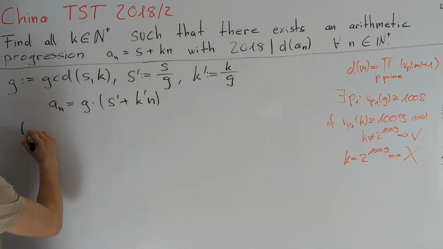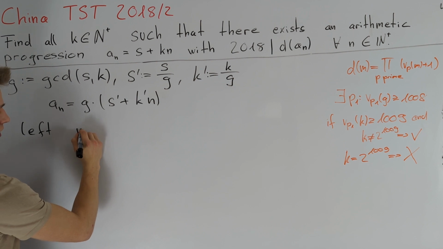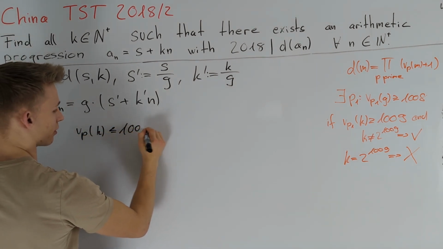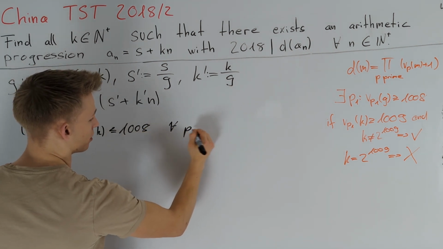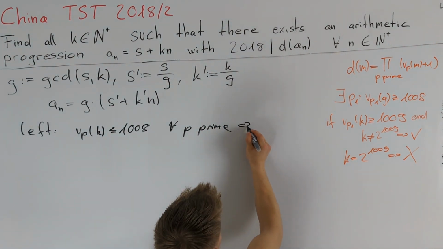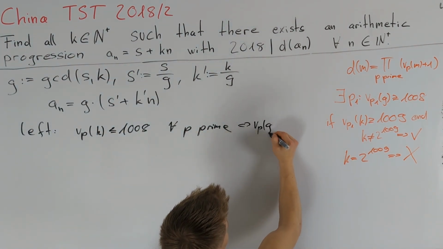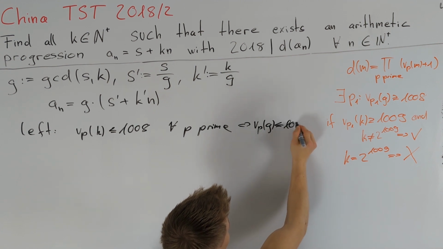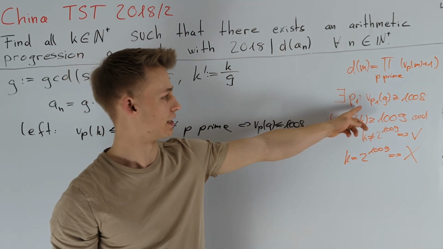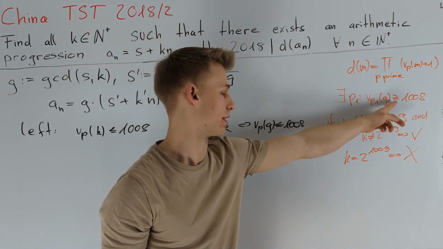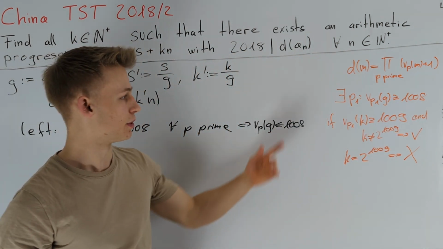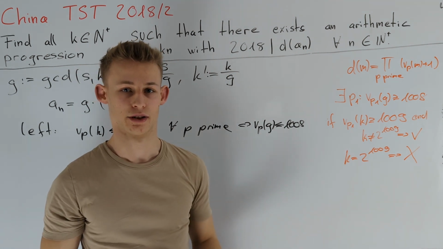We are left with our last case, namely that ν_p(k) is less than or equal to 1008 for every prime number p. Since g divides k, this also implies that ν_p(g) is less than or equal to 1008. Recall that we already figured out that there exists a prime number p1 such that ν_p1(g) is greater than or equal to 1008. Combined with this fact here, we can conclude that ν_p1(g) is exactly equal to 1008.